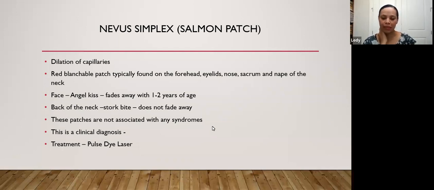A very big difference with a Nevus simplex or salmon patch is that the capillaries on the skin are dilated. There's something else called a port wine stain, which I'm not going to discuss today, but maybe if I do another video, I will. That's a malformation of the capillaries, so that obviously sounds a little worse, because it is. It could come with other problems. But this, I always reassure my patients, is nothing to worry about.